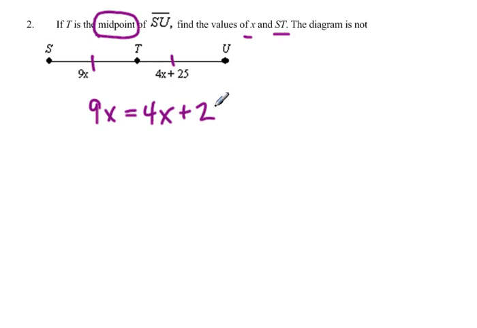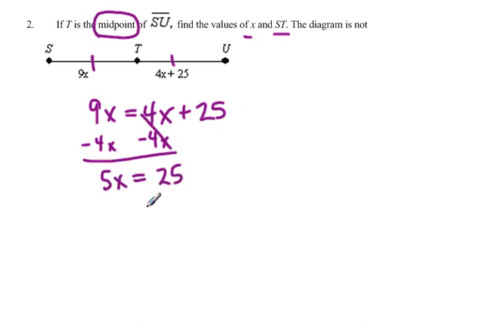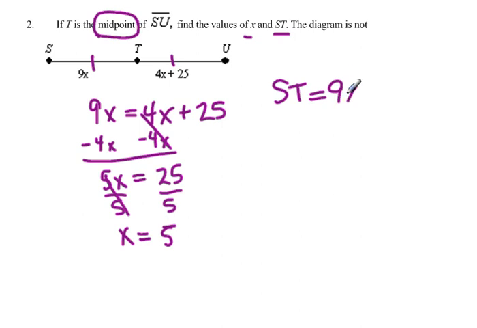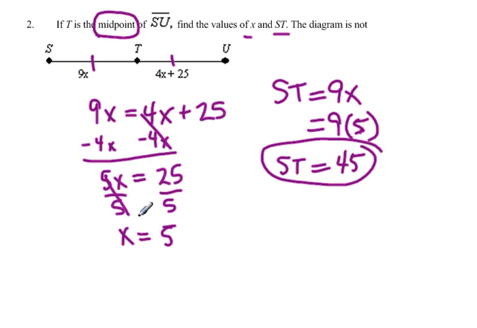9x equals 4x plus 25. We're going to solve for X. 5x equals 25. Divide by 5. X equals 5. But it also wants to know what ST is. Since ST equals 9x, that equals 9 times 5, which is 45. So our 2 answers: ST is 45 and X equals 5.